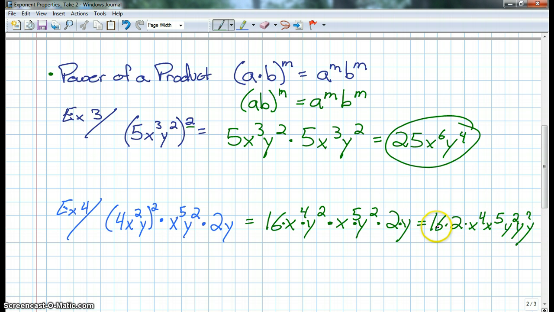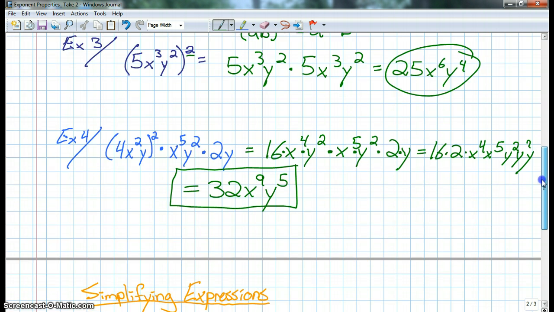So we can simplify now to our final answer. 16 times 2 will give us 32. X to the 4th times x to the 5th gives us 9 powers of x, or 9 factors, I should say, x to the 9th power. And then y squared times y, well, 1, 2, 3, 4, 5 factors of y. So our final answer, 32x to the 9th, y to the 5th.